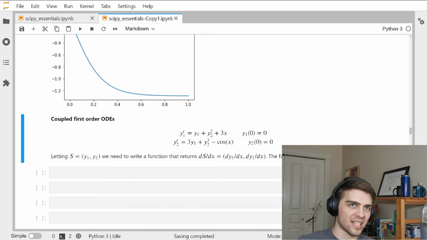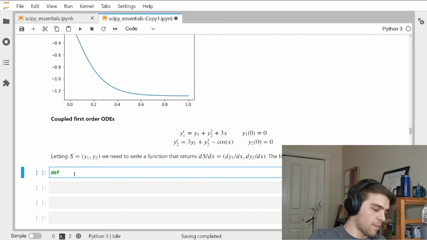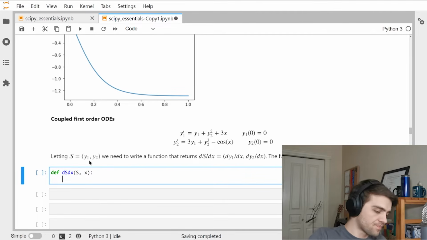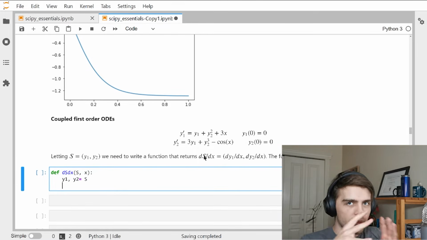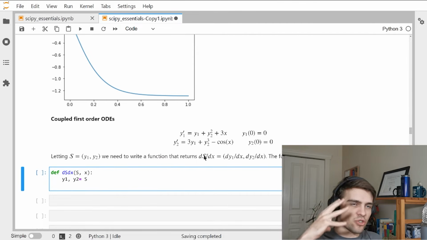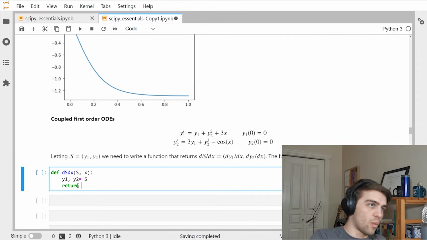Like I said, the function dS dx takes in S and x, and it will make more sense when I write it. So I define my function dS dx. It takes in S and it takes in x. And now, because S is a vector, I know that y1, y2 is equal to S. So I get my components here, and I need to return dy1 dx and dy2 dx. S is basically a placeholder variable, but it helps keep things on track in your brain, and it also helps name this function as well. So I return dy1 dx.